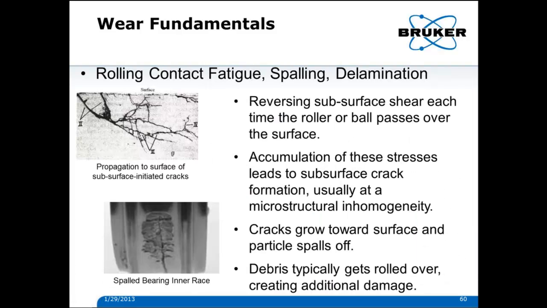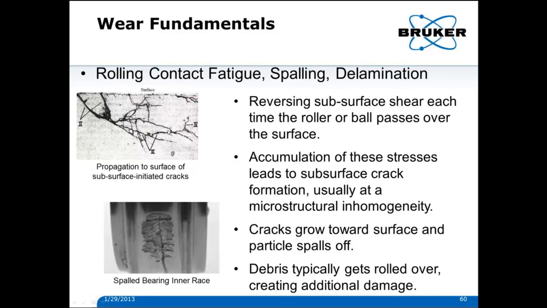Rolling contact fatigue, we end up with spalling or delamination. And this is a result of reversing subsurface shear stresses each time the roller or ball passes over the surface. You get an accumulation of these stresses, and you get a subsurface fatigue crack formation, generally at a microstructural inhomogeneity like an inclusion. And in fact, you don't see many rolling contact fatigue failures anymore now that they've moved to much cleaner steels such as vacuum induction melted and vacuum arc remelted, VIM-VAR steels. Almost every rolling element bearing now is made from VIM-VAR type steels.